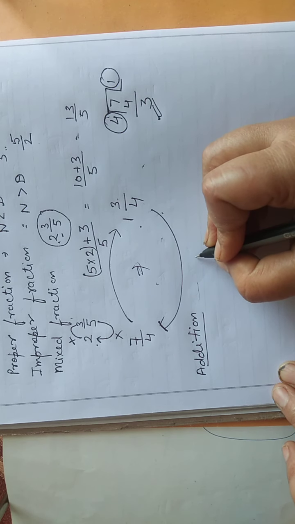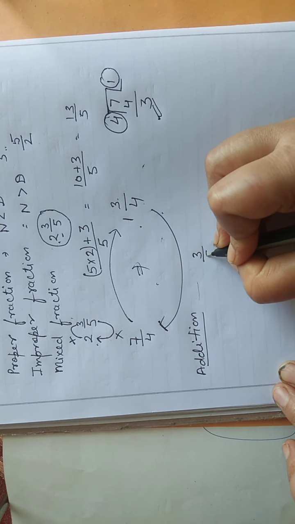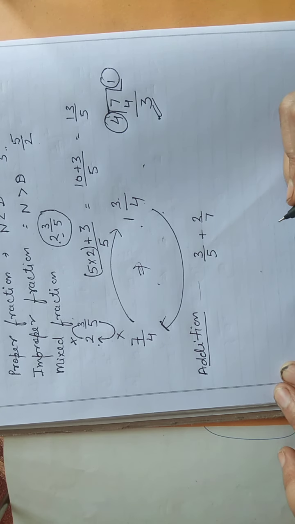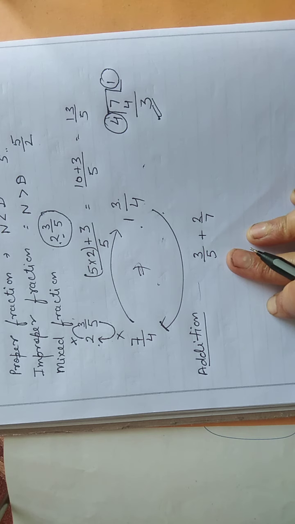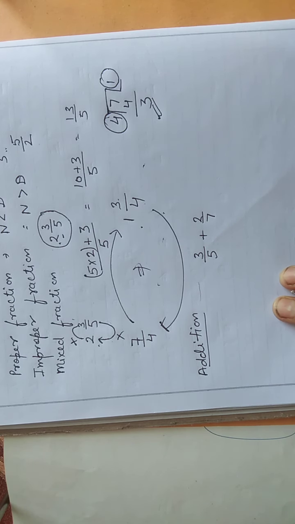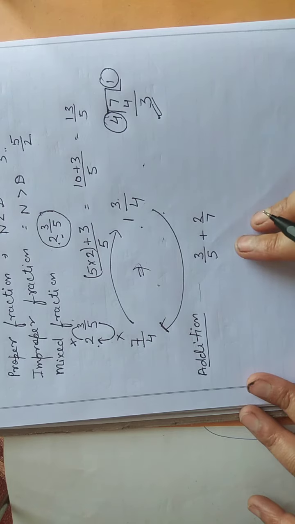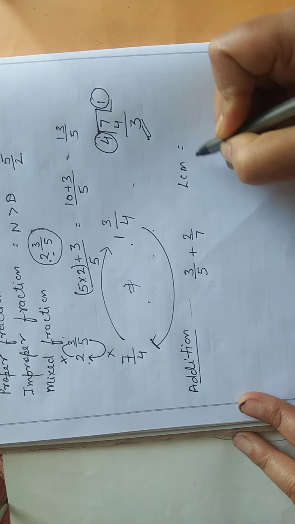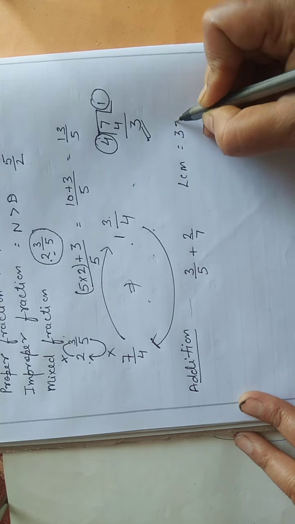For example, we have a question: 3 upon 5 plus 2 upon 7. So first of all, we have to take the LCM of the denominators. Or if you have only 2 numbers to add, in that case you can also do cross multiplication. Both methods you can use. So first of all you have to take the LCM of the denominators. The LCM of the denominators 7 and 5 is 35.